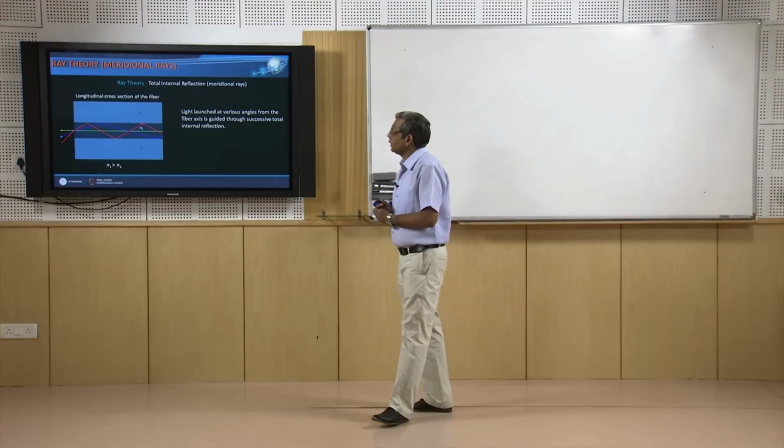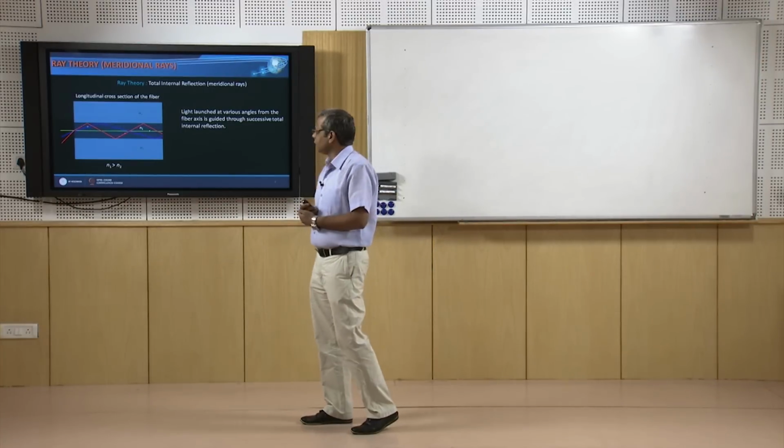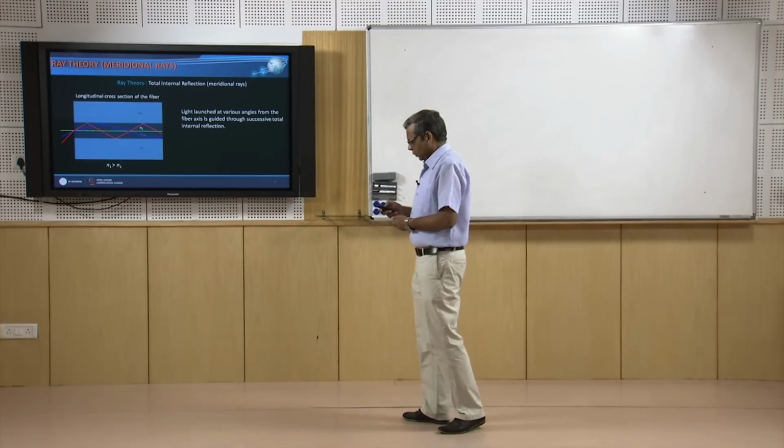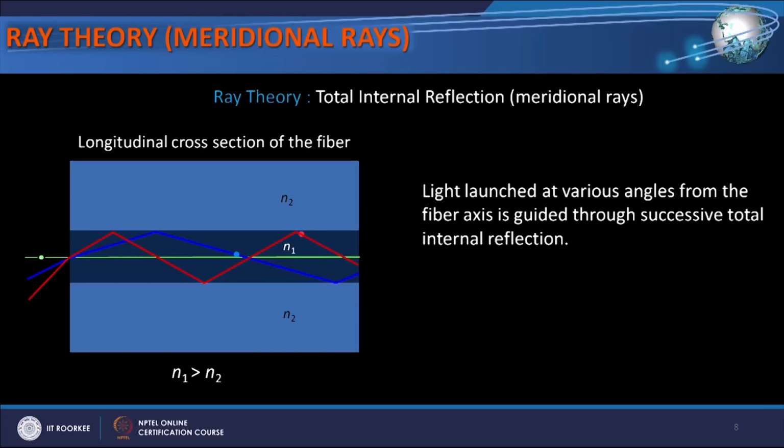Now, let us look at light guidance by meridional rays. So, if I launch light at various angles into this fiber, this is a longitudinal cross section of the fiber, then what happens is that the rays launched at different angles will be guided through successive total internal reflections. Now, the question is, are the rays launched at all the angles guided, or are there only a certain range of angles that would be guided?